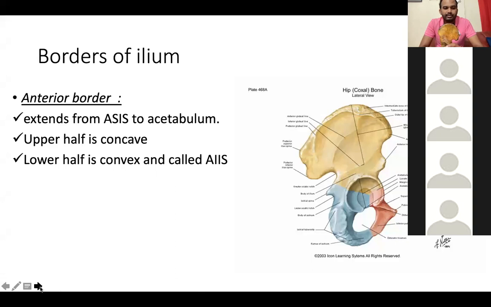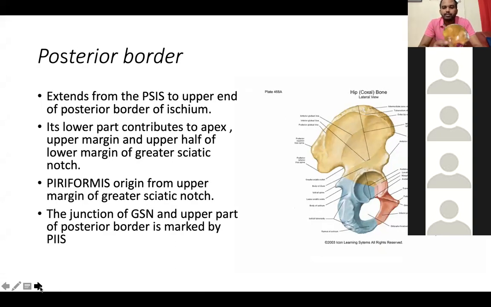This is about the anterior border. Coming to the posterior border, this one. This is the anterior border. Everybody, follow the cursor. This is the anterior border and this is the posterior border. The posterior border extends from the posterior superior iliac spine to the upper end of the posterior border of the ischium. Can you see it? This is the ischium, this blue colored thing.